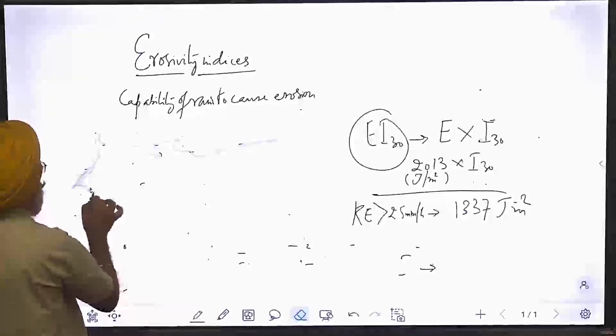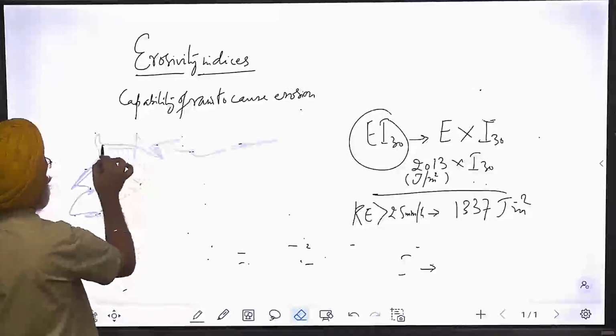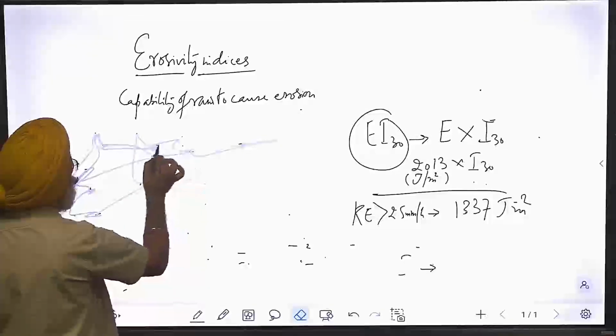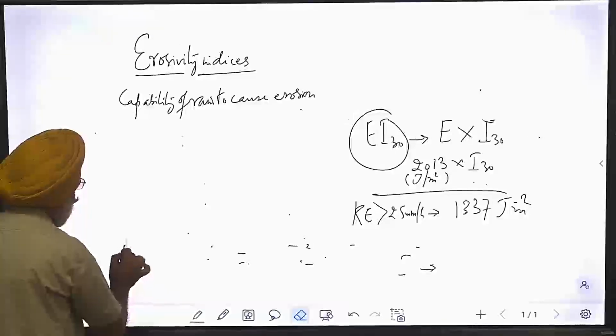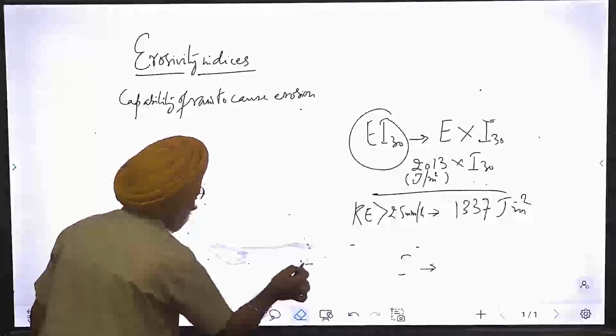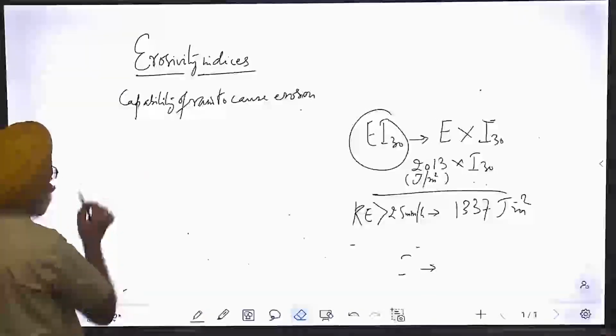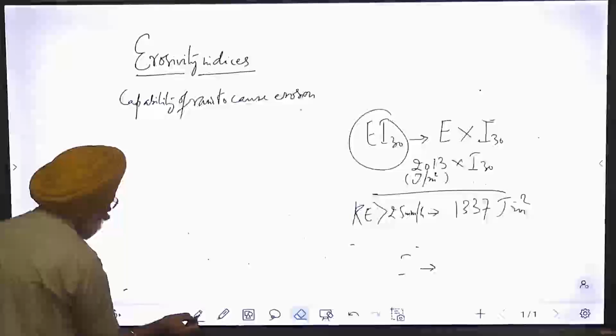So, I am using this electronic board for the first time. Maybe I am not so expert in writing on it, so maybe I am wasting some time, but otherwise this recording room is very good. I prefer to come over here, but anyhow.